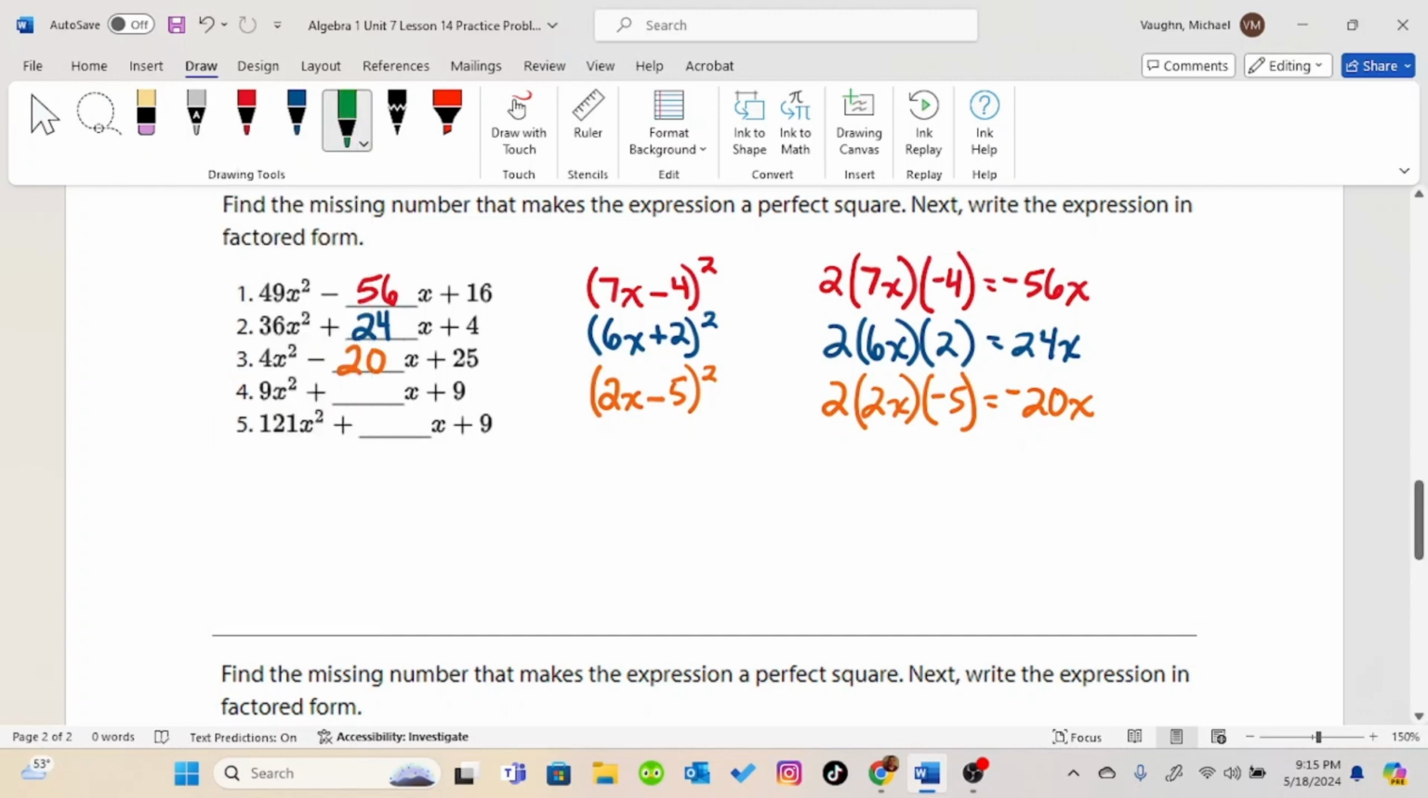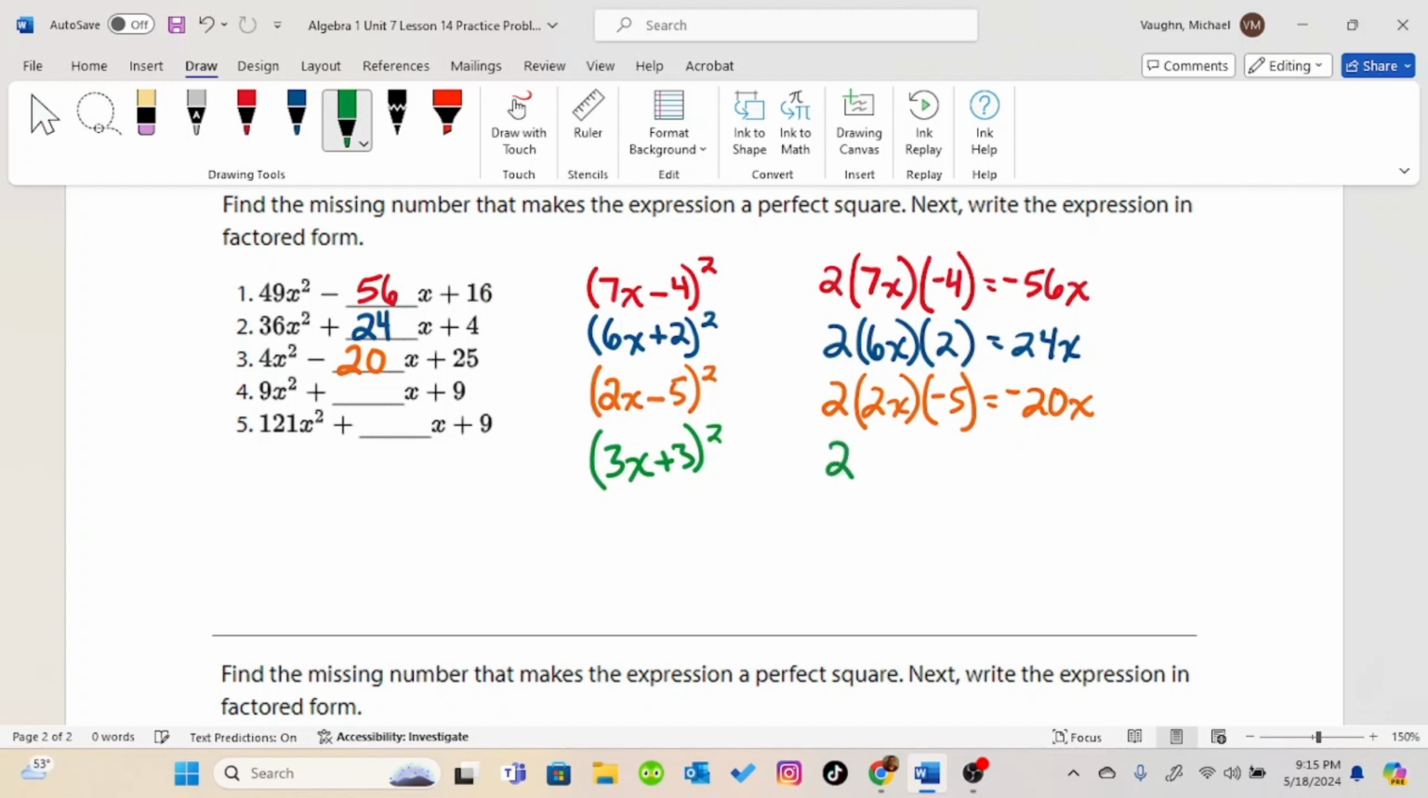Number 4. The square root of 9x squared is 3x. The square root of 9 is either positive 3 or negative 3, and the first symbol being a plus tells us it's positive 3. So the factored form is 3x plus 3 squared.